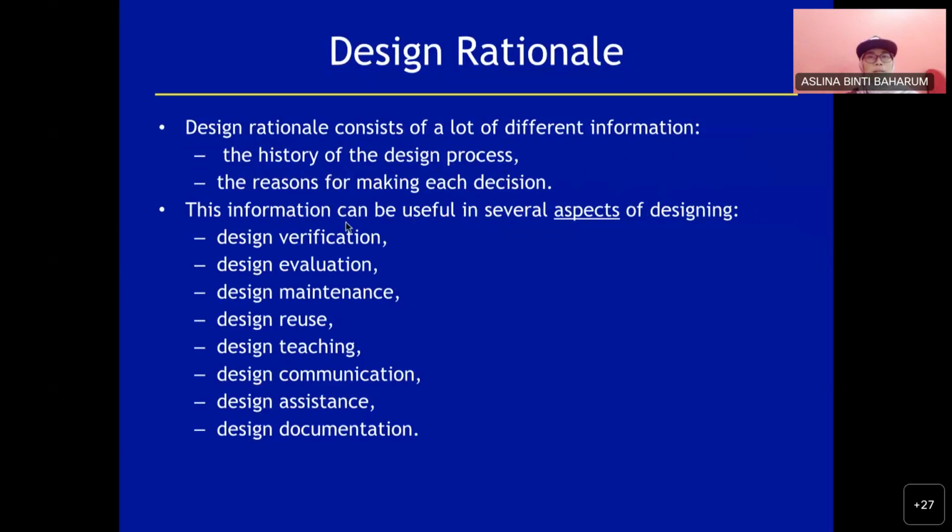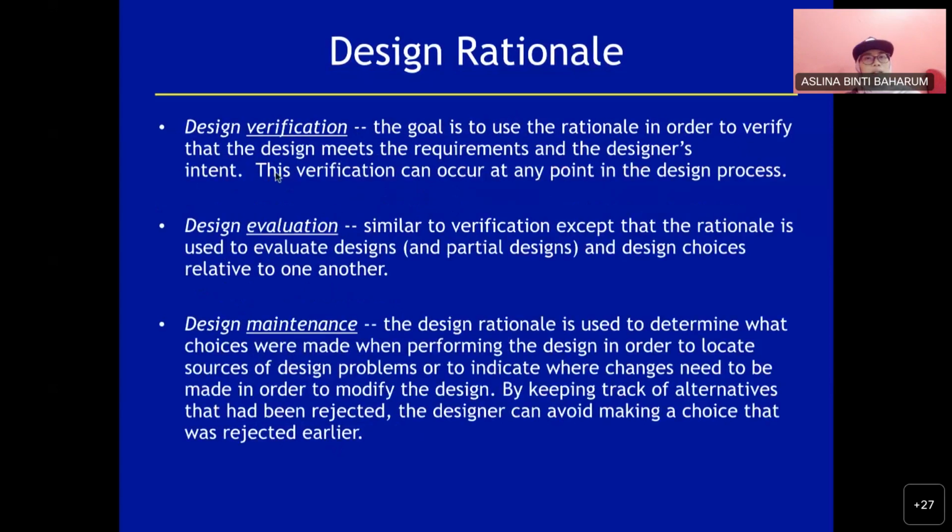Okay, in design rationale, you have process and the decision. So this information can be useful in several aspects, which is design verifications, design evaluation, maintenance, reuse, teaching, communications, assistance, and documentation. We will go through one by one. So design verification, the goal is to use rationale in order to verify that the design meet the requirement. The name verifications is you need to get a verifications of your design with the user's need.